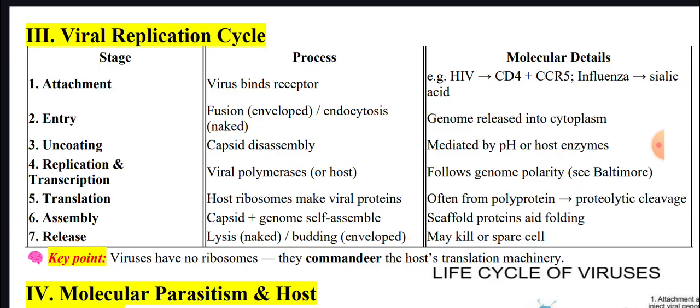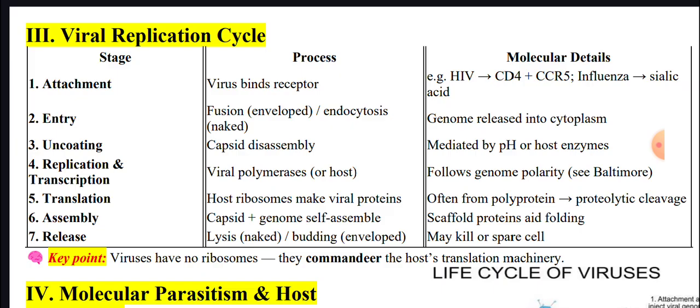Step 2. Entry. Okay, it's attached. Now it has to get inside. How does that happen? 2 main ways, depending on whether it's enveloped or naked. Enveloped viruses often use membrane fusion. Those viral glycoproteins we mentioned earlier rearrange and basically merge the viral envelope with the host cell membrane, kind of like 2 soap bubbles fusing. This dumps the inner part of the virus, the nucleocapsid, directly into the cell's cytoplasm.